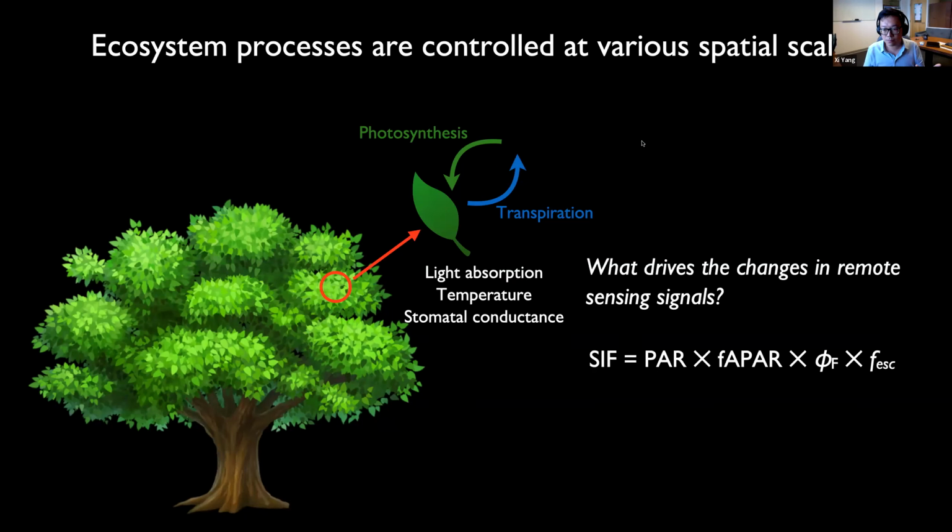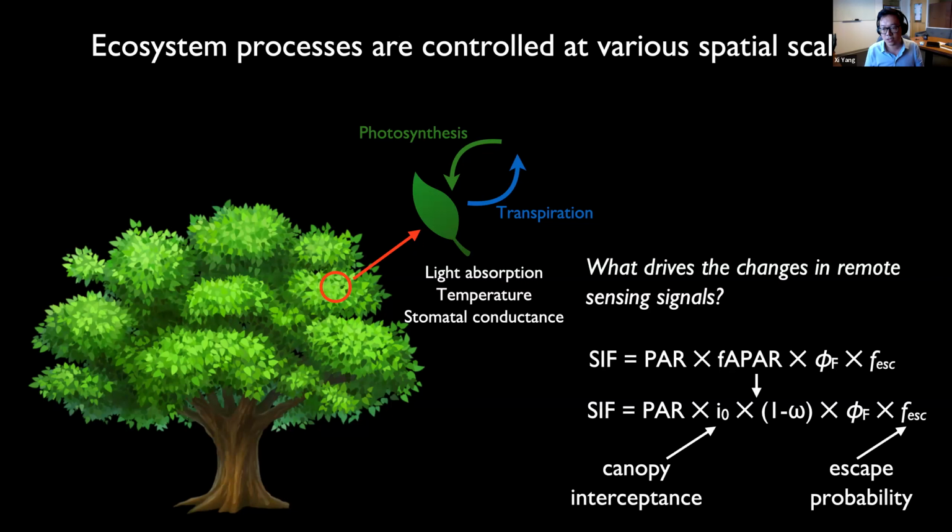We can decompose this further into this equation here, where you describe FAPAR as a product of canopy interceptance, this is iNIR there, multiplied by 1 minus the single scattering albedo. That gives you the mean average leaf absorbance of the canopy, and then you multiply by those two terms there. You can see that some of those terms, like canopy interceptance and escape probability, are controlled by canopy structure, whereas other processes like FEF are more likely controlled at the leaf level, through photochemistry.